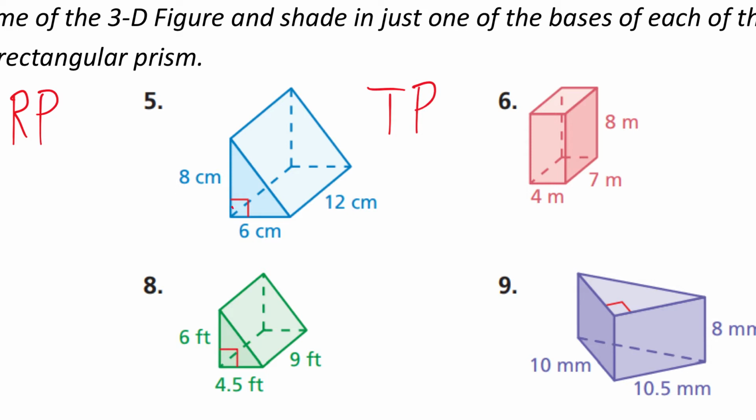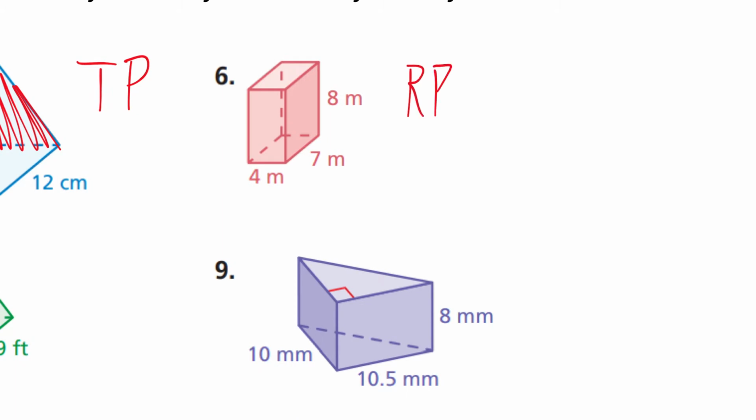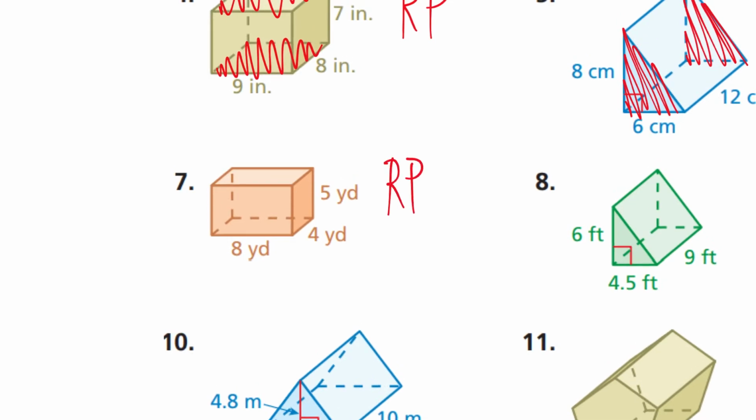This is a triangular prism. Here would be one of the bases, here would be the other base. Okay, what's number 6? Rectangular prism. Here's one of the bases, here's the other one. Okay, this one is a rectangular prism. Here's one base, here's the other base.